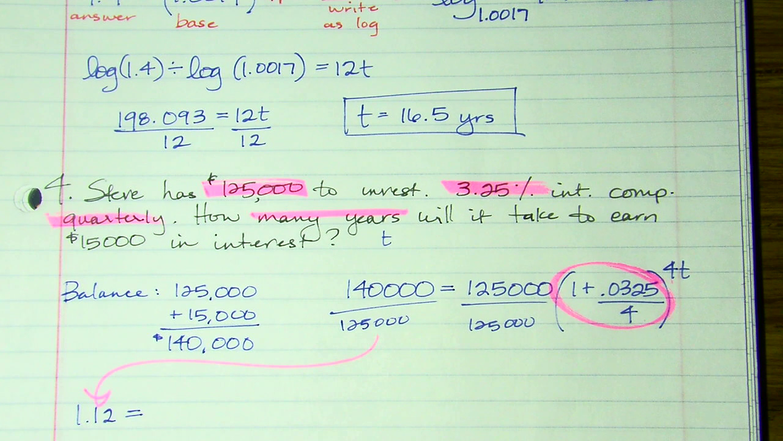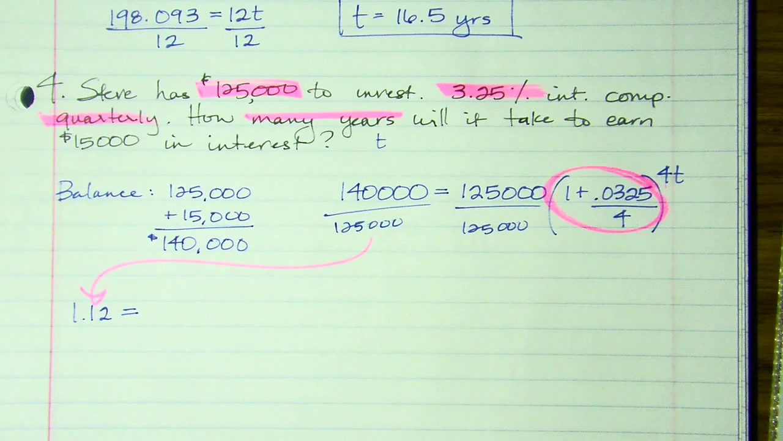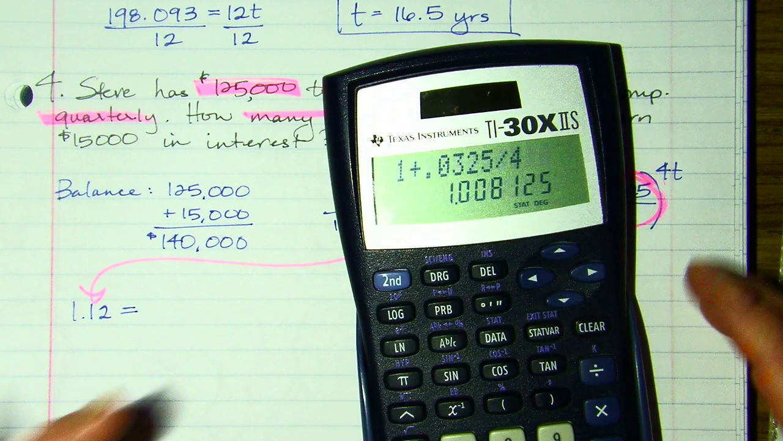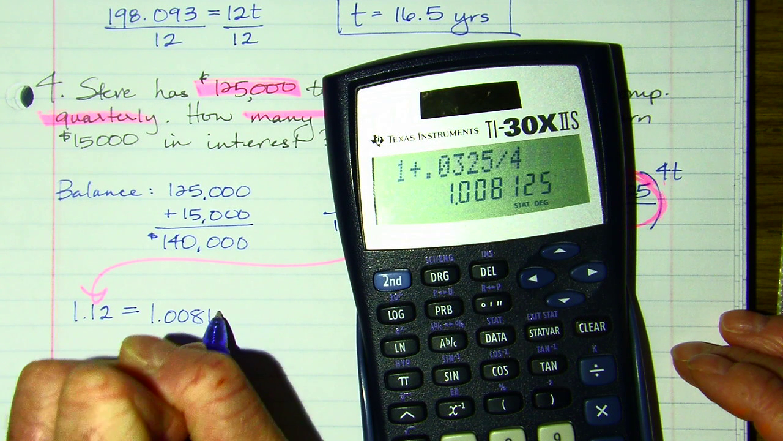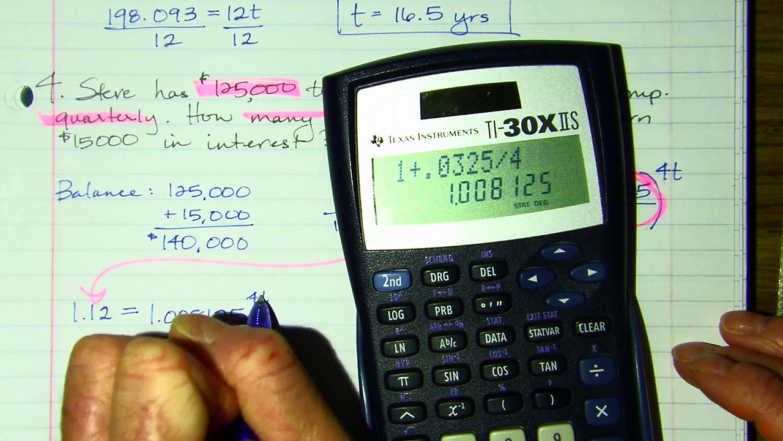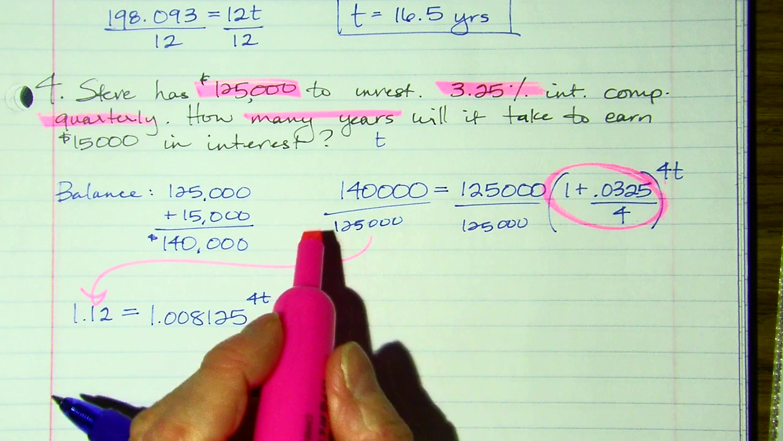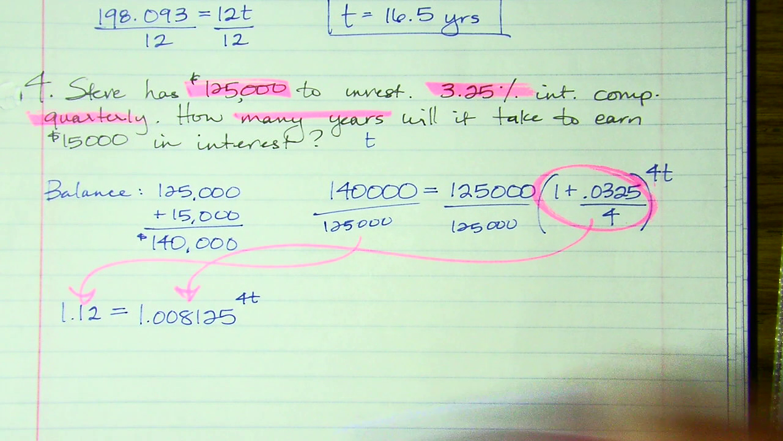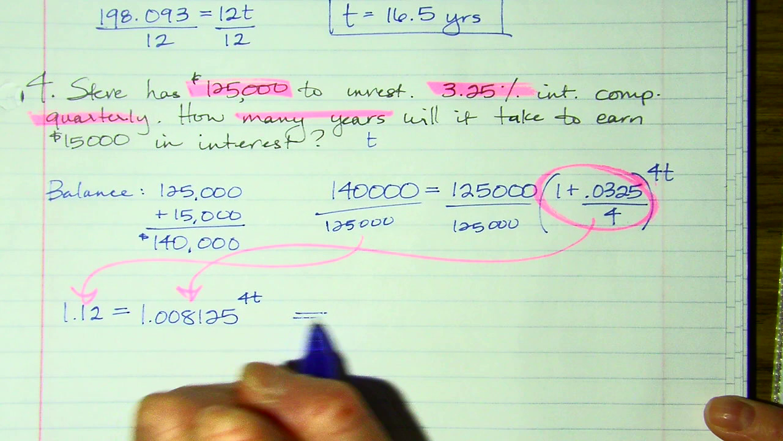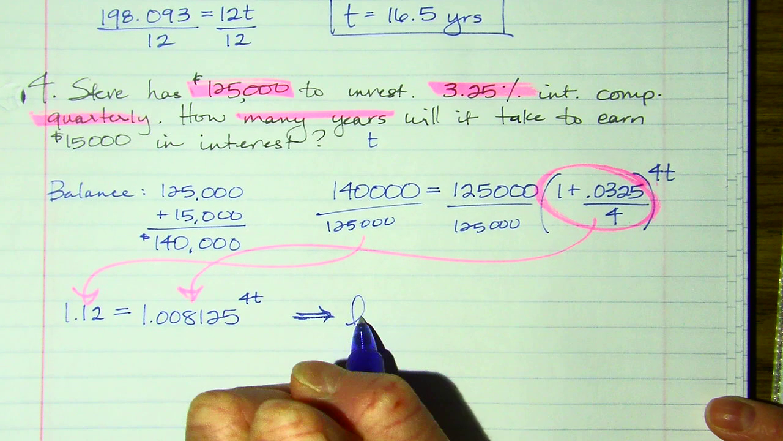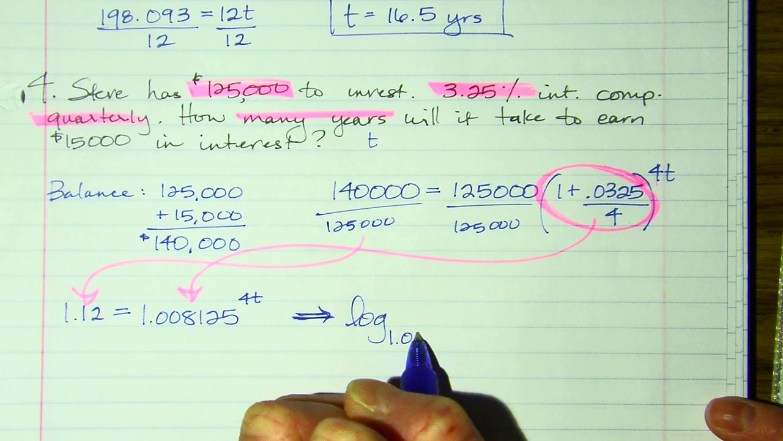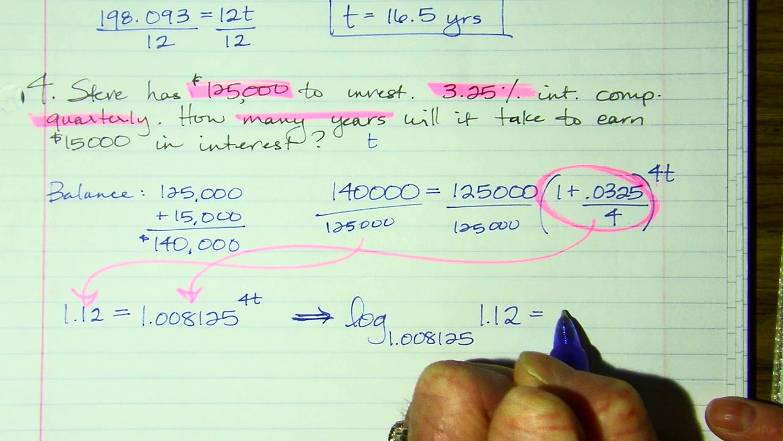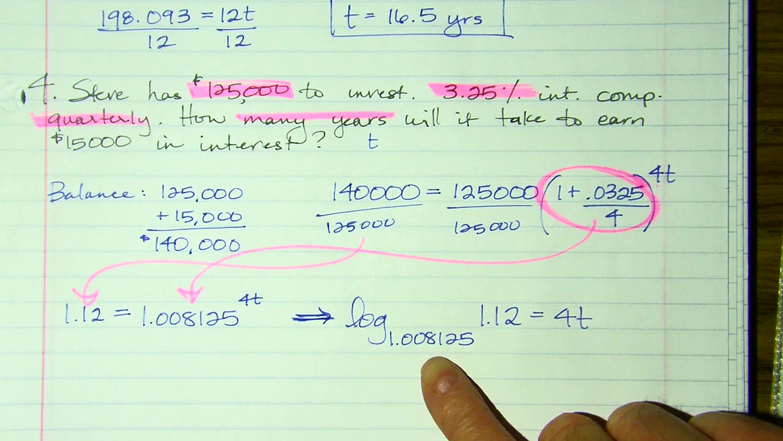Okay? So 1 plus 0.0325 divided by 4, and I get 1.008125 to the 4t. So this gave me that, this gave me that. Now I'm going to write this as a logarithm. So the log of my base, answer equals my exponent.